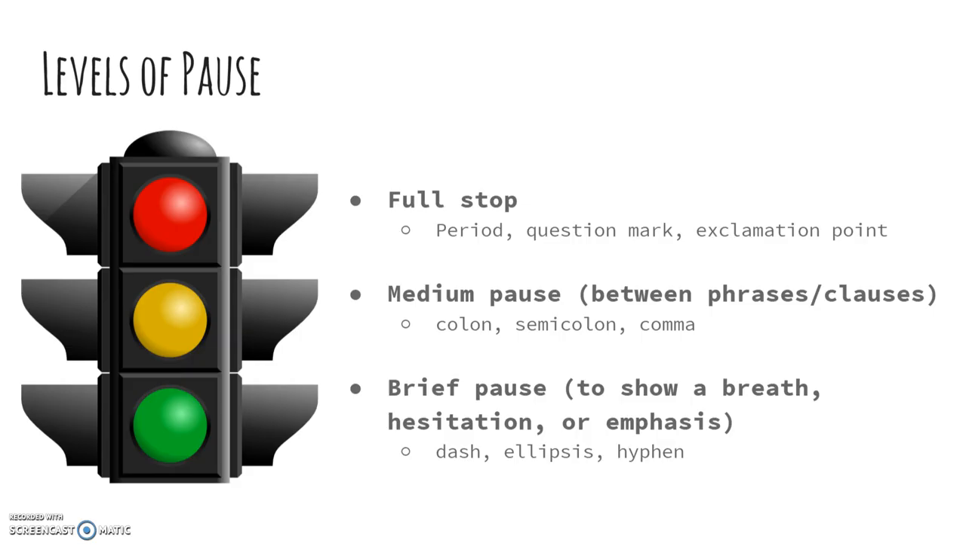For example, if you want a full stop or a division between sentences, you're going to obviously put a period, question mark, or exclamation point. But if you only want a medium pause between phrases and clauses, or the most temporary of breaths, maybe you'll do a colon or a semicolon or a comma. If you want an even shorter pause to show a breath or hesitation or emphasis, that's where these three come in. And unfortunately, these three punctuation marks are often forgotten or misused or ignored completely because not everyone knows the rules for them, when in reality they're great options to put into a sentence.